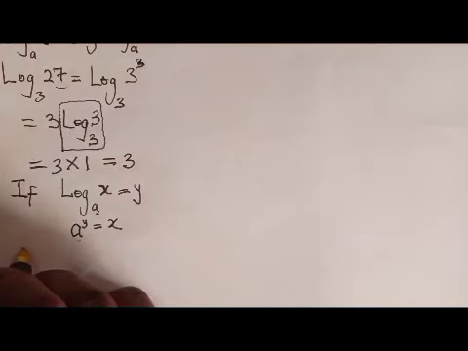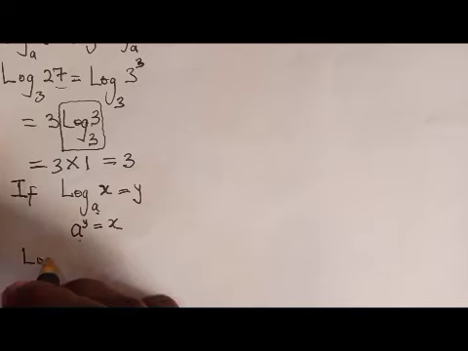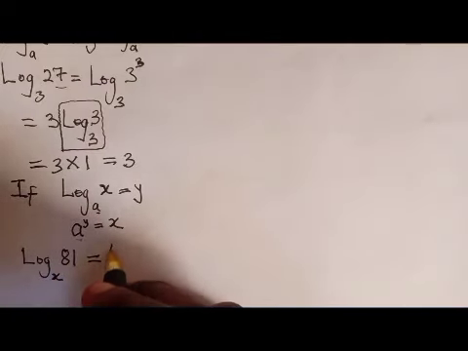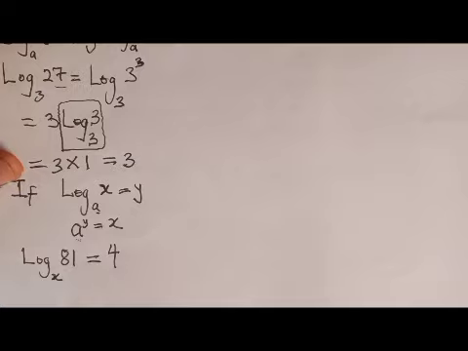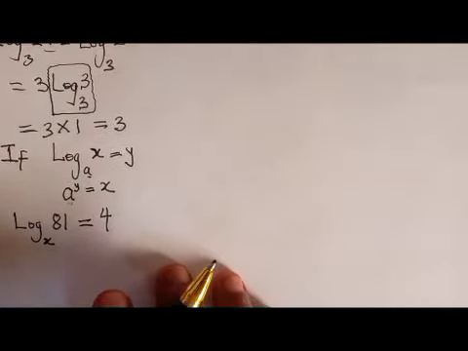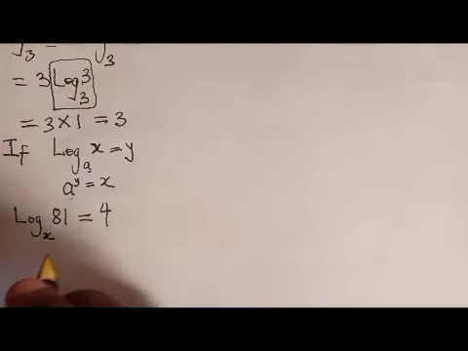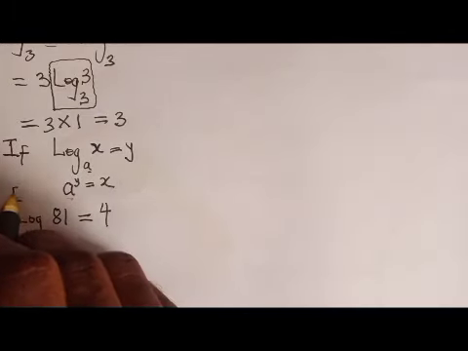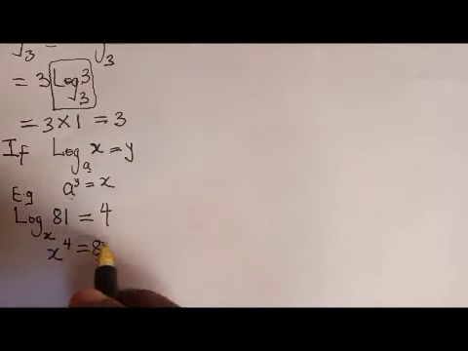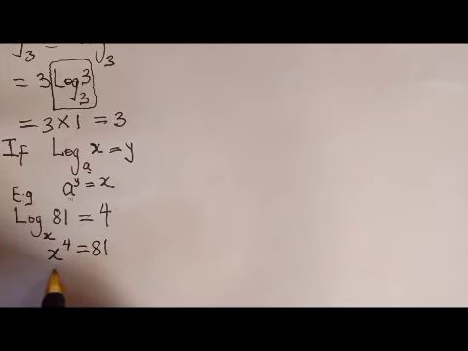So let's say I am given log 81 in base x, and it's equal to 4. What is this going to give me? Very simple. Log 81 in base x equals 4. What do I do? Remember, this is my base. So according to this law, it simply means that the base raises this. So it becomes x raised to power 4 equals 81.